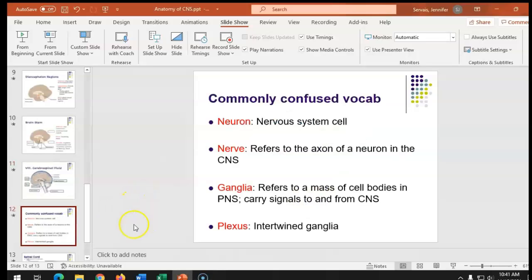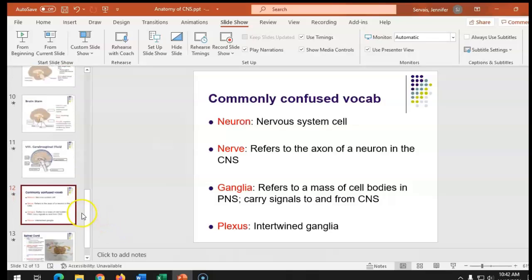Before we move on to the spinal cord, some commonly confused vocab that we should cover is the neuron is a nervous system cell. The nerve refers to the axon of a neuron in the central nervous system. Ganglia refers to a mass of cell bodies in the peripheral nervous system. So nerve is always going to be central nervous system, brain, spinal cord. Ganglia is going to refer to the peripheral nervous system, and its job is to carry signals to and from the central nervous system. And then plexus is just going to be a big bundle of ganglia that intertwine with each other, branching off from the same point.